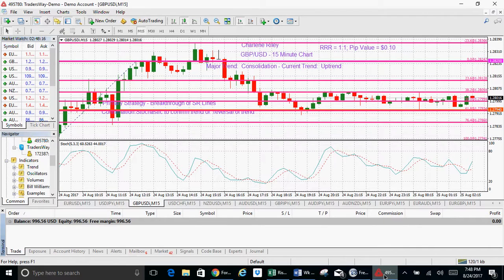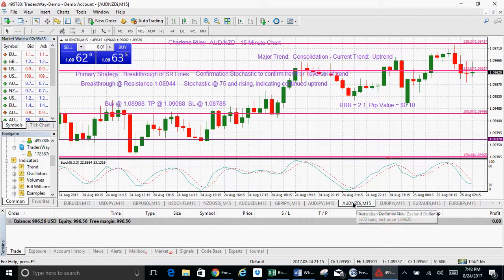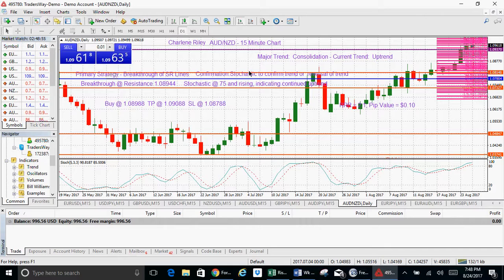So now that I'm here in the markets, the first thing I want to do is check and make sure that my Fibonacci lines are up to date. I'm going to start with the Australian dollar, New Zealand dollar, since the Sydney market is open. And I see that my fib lines are up to date. Ready to do my multi-frame analysis.